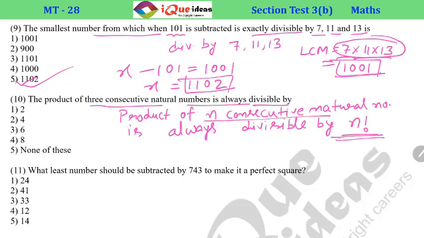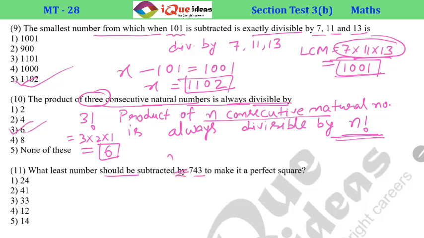So here we are having 3 consecutive natural numbers, alright. So it must be divisible by 3 factorial. Now 3 factorial is 3 into 2 into 1, that is 6. Alright. So 6 is the answer of this question. That is the third option.